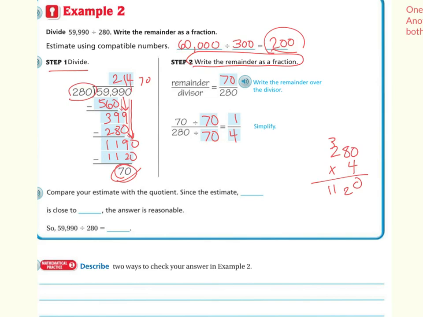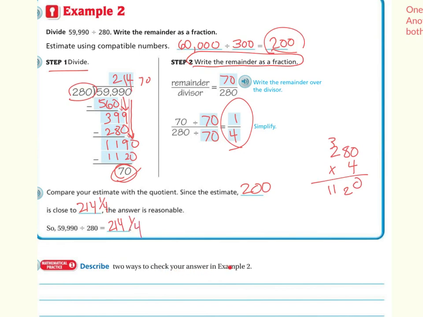Now compare your estimate with the quotient. Since the estimate 200 is close to 214, it's a reasonable answer. Remember, it's 214. So 59,990 divided by 280 is 214 and 1/4.